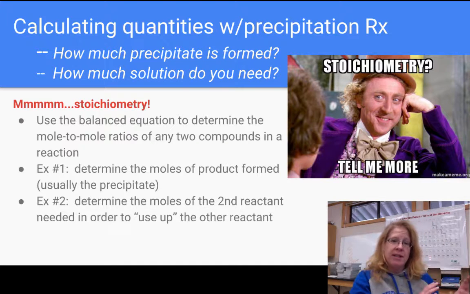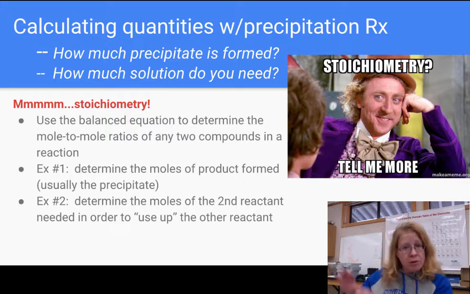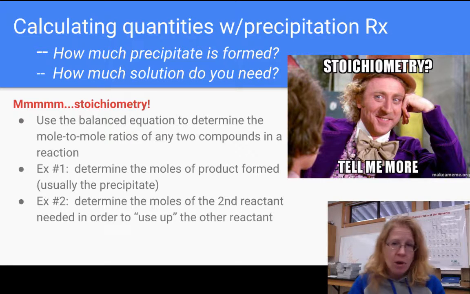Sometimes we do a little bit of fancy stuff to go from, say, grams to moles to get in, or moles to grams to get out. But that's always the central step, that moles-to-moles step. Example number one, we could determine the amount of product that's formed, how many moles of product. That's usually the precipitate we're concerned about.